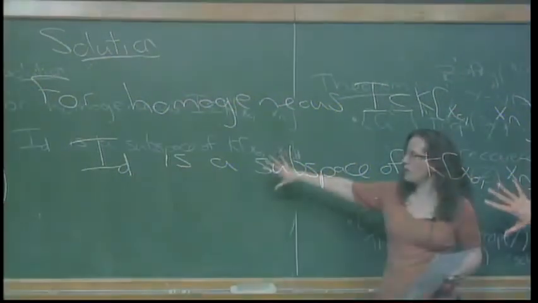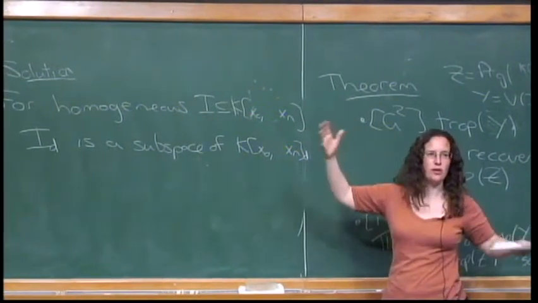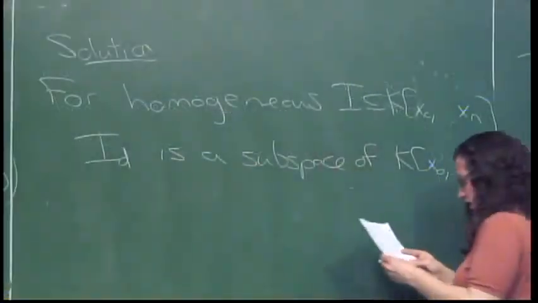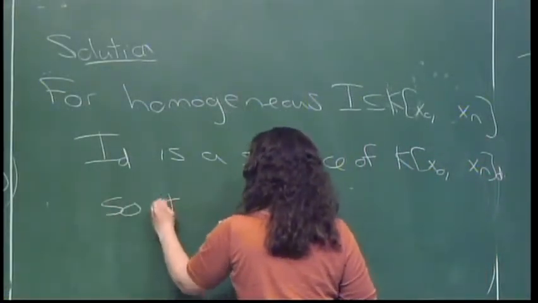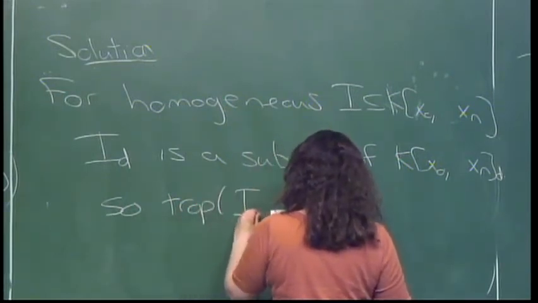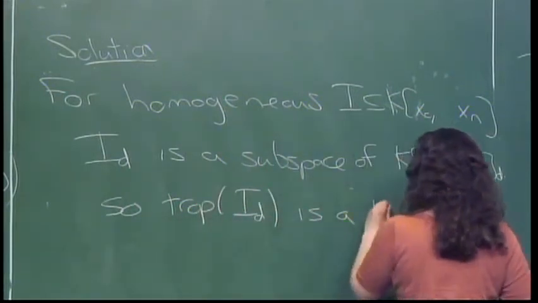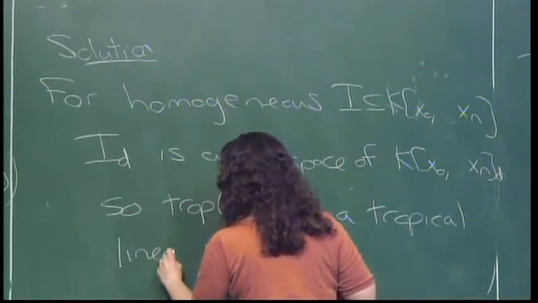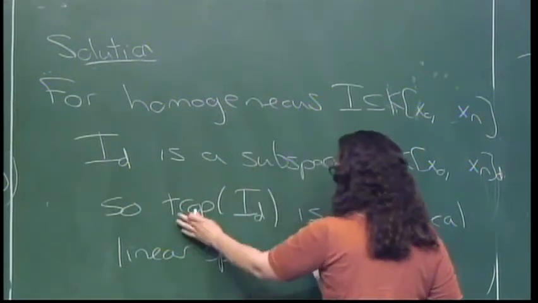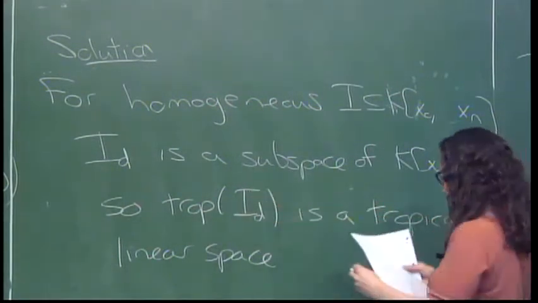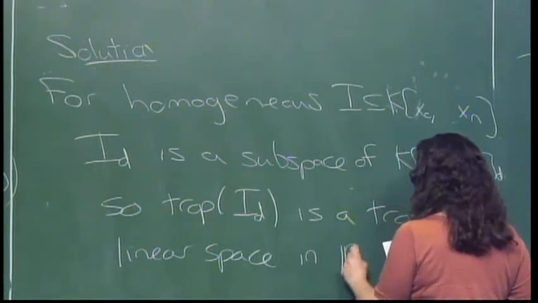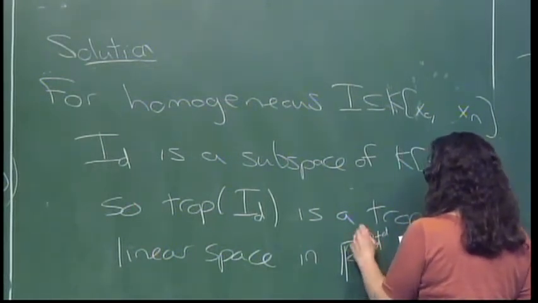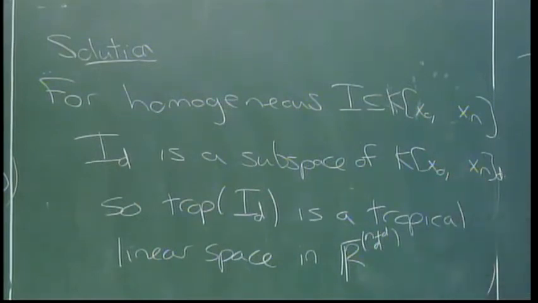Okay, so when we tropicalize a subspace, we should get a tropical subspace or a tropical linear space. So trop I_d is a tropical linear space. Well, just as a vector space, it would naturally go in R-bar to the (n+d choose d), because this is the dimension of the polynomials of degree d. So this is what we want to generalize.